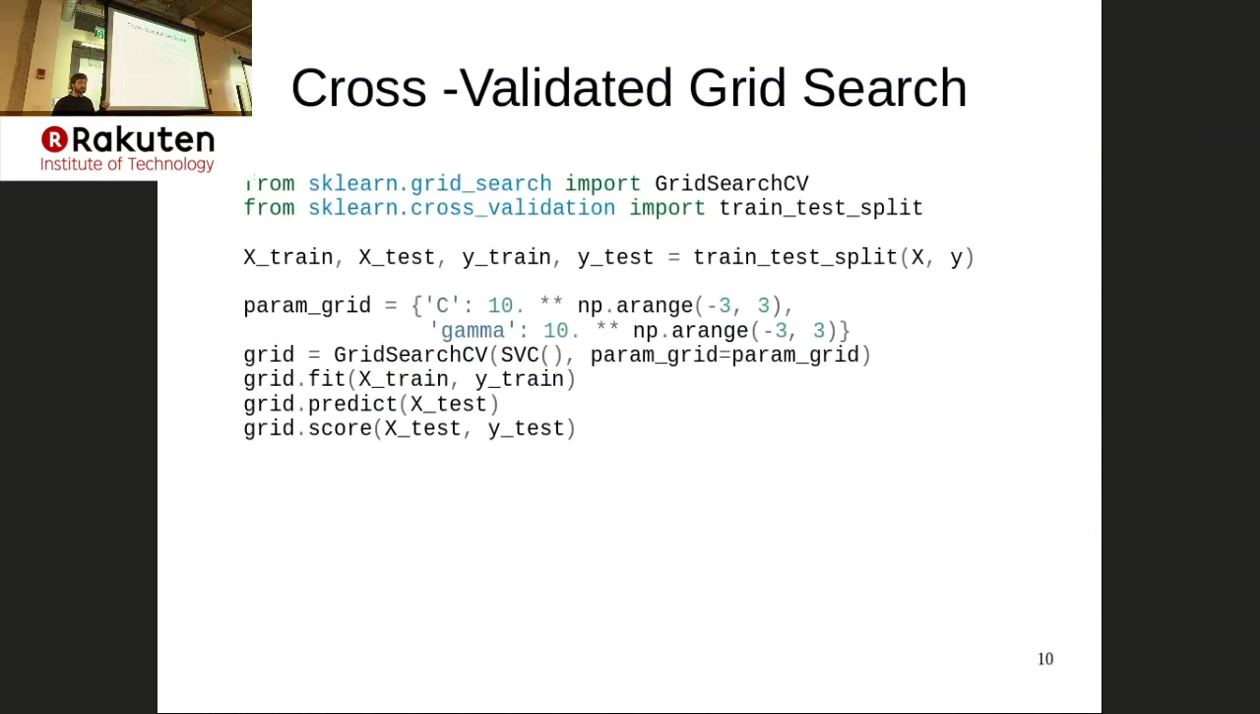Then you can use this best model that was found to predict on your test data set or evaluate with the score method. The score method just computes the accuracy of the model on the test set. So this is sort of the standard workflow that I use, and I'd say that's best practice.